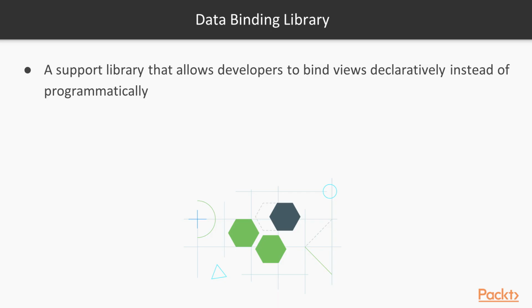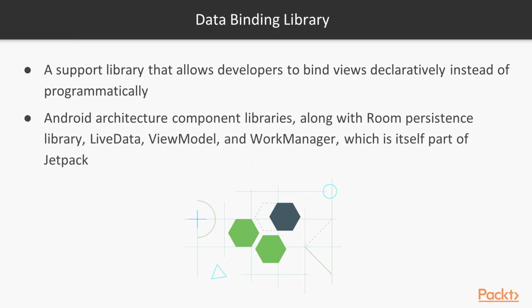So let's begin. Android's data binding library is a support library, so it works all the way back down to Android version 4.0 or Ice Cream. It's part of the Android architecture component library, along with the Room persistence library that we used in the previous section. It also includes LiveData, ViewModel, WorkManager, as well as a few others that we won't be covering in this course. The Android architecture component library is also part of Jetpack, which is a very nice initiative for building applications that are modern, fast, and use common development practices.